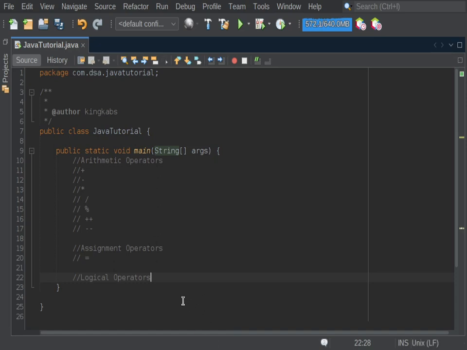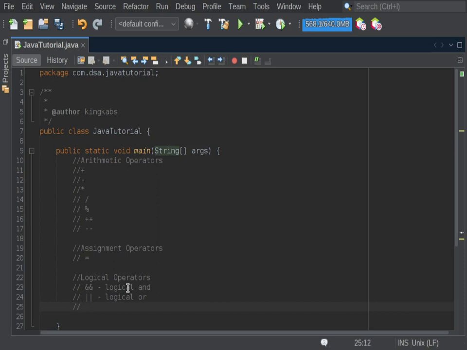So let's start with the logical AND. The logical AND, you represent it with two ampersand signs. Two ampersand signs, not one. Remember, it's not one, it's two. So this one is the logical AND. We have another one. The logical OR is represented using two pipe signs. The pipe sign is the one just above the forward slash on your keyboard. So this one is the logical OR.